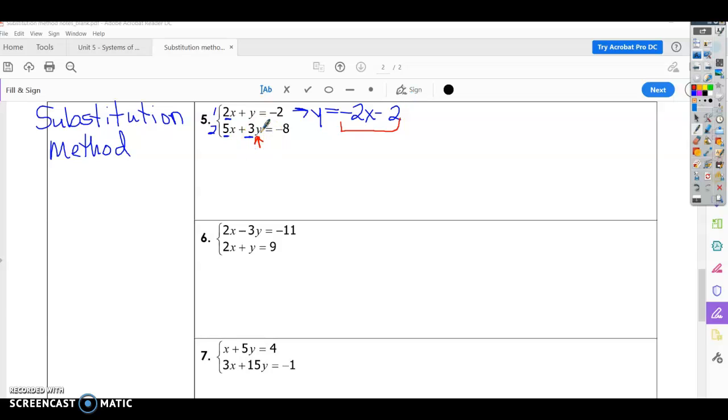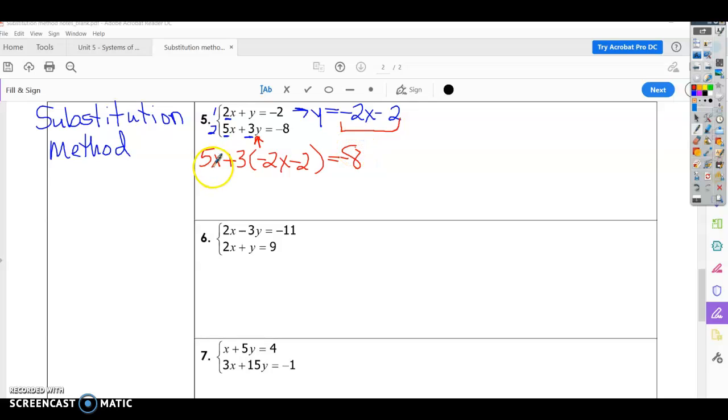So I can take and substitute this in place of y in my second equation. So it's just like what we were doing before, you just have an extra step to get started. All right, so for now we're going to take the second equation, 5x plus 3 times y, and in place of y we're going to substitute this so that we only have one variable. So negative 2x minus 2. And again, we always put this in parentheses so we don't forget to distribute. All right, so I've got 5x plus 3 times y equals negative 8, and then we substituted this in place of y.